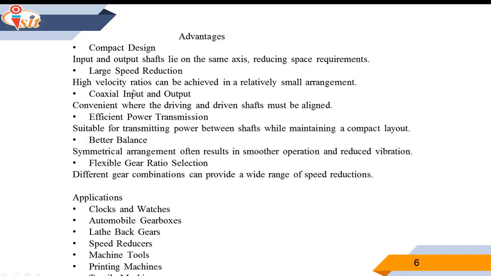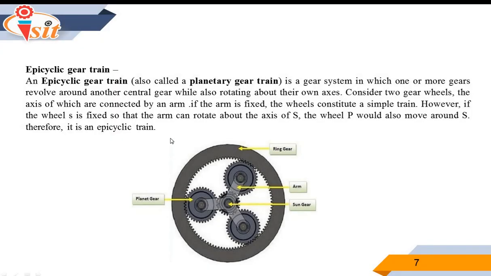So these are the advantages. Application: this reverted gear train is used in clocks, watches, automobile gearboxes, lathe back gears, speed reducers, machine tools, printing machines. Okay, now we see the epicyclic gear train.